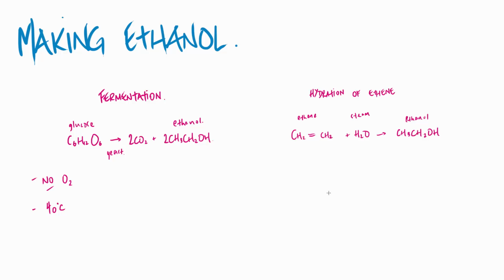So how do we do this? Well, this is done using a phosphoric acid catalyst, and I should actually add in concentrated phosphoric acid, around about 300 degrees Celsius and around about 60 atmospheres of pressure. So, a bit of pressure, a bit of heat, phosphoric acid catalyst, H3PO4, and we can turn ethene into ethanol by reacting it with steam.